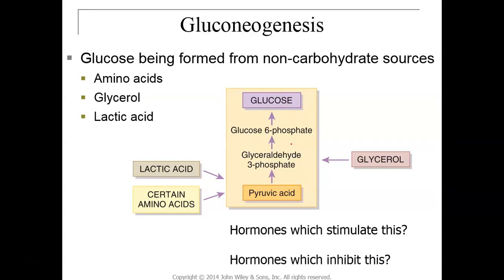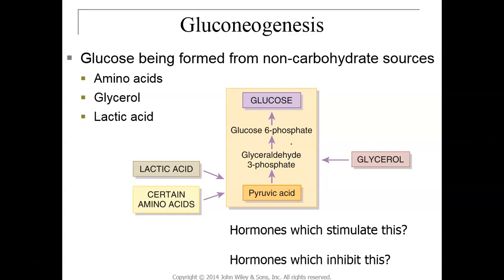The process of gluconeogenesis. We see glucose being formed from non-carbohydrate sources: amino acids, glycerol, lactic acid. Gluconeogenesis, again, is the generation of glucose from essentially non-glucose sources. Lactic acid, certain amino acids, especially one called alanine. Glycerol, from the fatty acid, there's a glycerol head and the three fatty acid tails. That glycerol head, the alanine, the lactic acid, they can all be converted into glucose.